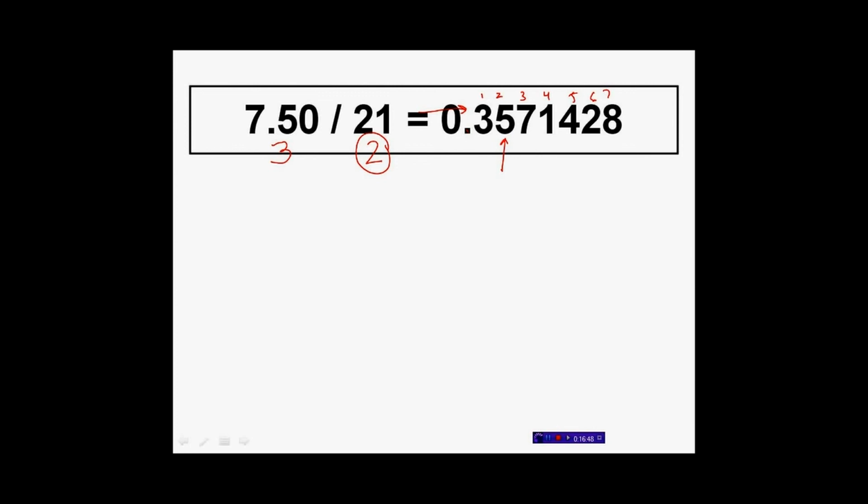Does the 7 round that up? Definitely does, and when it does, it turns into a 6, and I drop these guys over here. All dropped. My final answer is 0.36, rounded off to 2 significant figures. Once again, you're going to notice that I'm stressing the number of significant figures in multiplication and division, and I am not stressing the decimal places. Decimal places, the least precise place, is for addition and subtraction only.